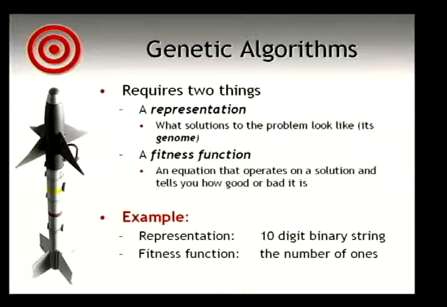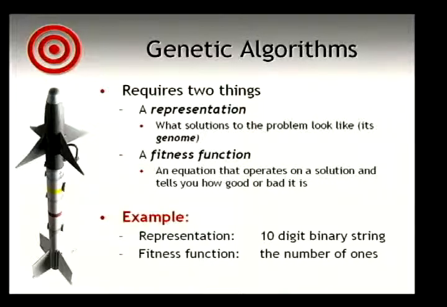Whenever you're trying to solve a problem with a genetic algorithm, you have to have two things. And these two things are tailored for that specific problem. This involves some creativity. You need a representation, that is, what solutions to your problem look like, how you're going to represent them. It's genome, if you will. The other thing that you need is a fitness function. This is an equation that operates on a solution and tells you how good or bad that solution is.